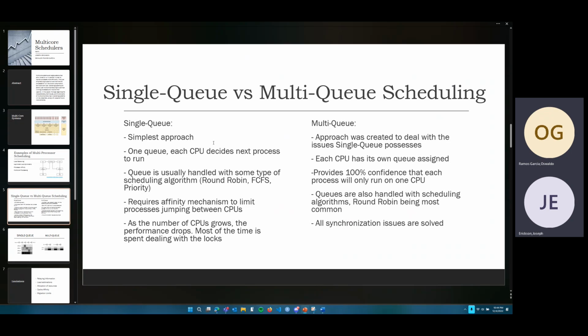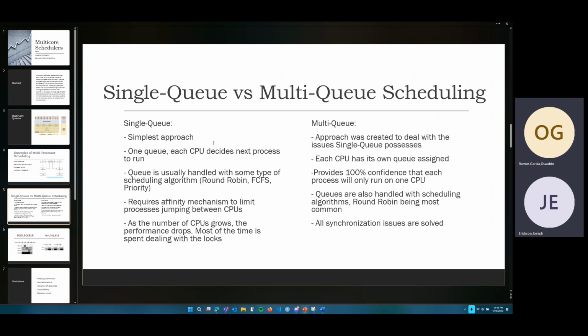This is single queue versus multi-queue scheduling. A single queue is the simplest approach. It involves one queue that each CPU uses to decide the next process it should take on. The queue is handled with some type of scheduling algorithm, usually round robin, first come first serve, or highest priority. This requires an affinity mechanism to limit process jumping between the CPUs. As the number of CPUs grows, the performance drops because most of the time the process is spent in the locks.